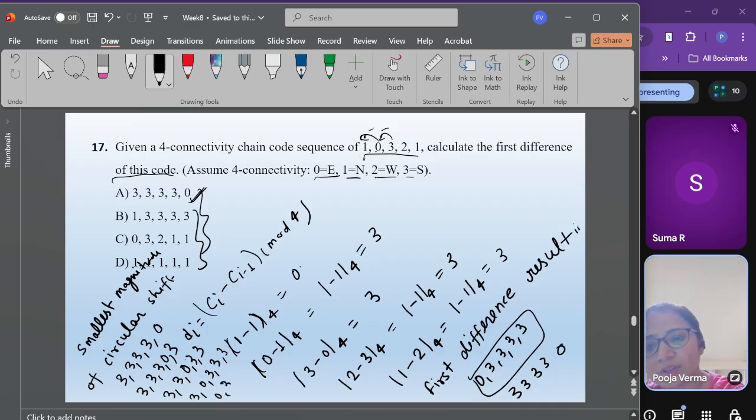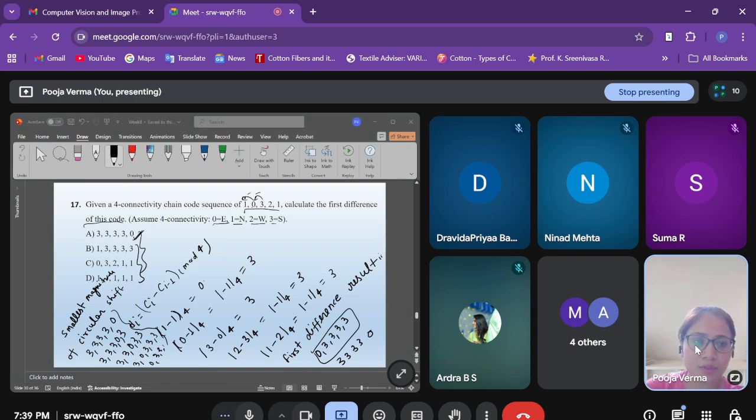Again, one shift, the same will be there. So these are the possibilities of the circular shift. Just check with the options which one is matching. For the smallest shift, there is no option for that one, so whatever it is matching, you have to check for that.